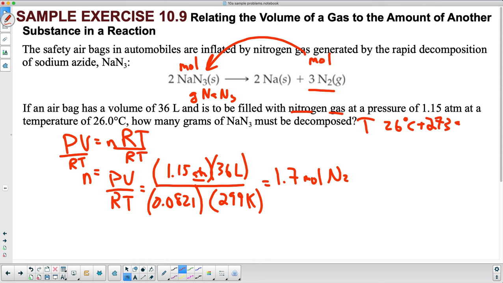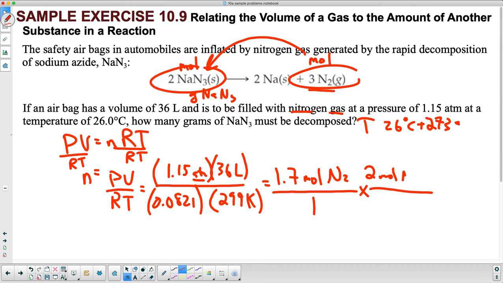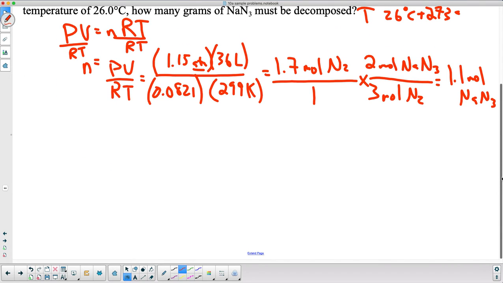Now, 1.7 moles of N2, I multiply that. Now I'm going to use, you see this here? 3 moles of N2 for every 2 moles of NaN3. So I put the 2 moles of NaN3 on top, the 3 moles of N2 on the bottom. That gets me about 1.1 moles of NaN3. I need to keep going here. I'm just about finished.